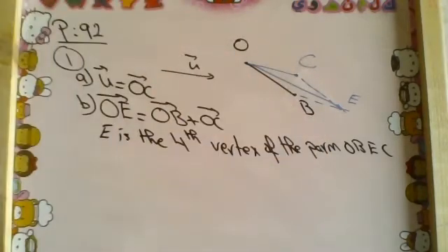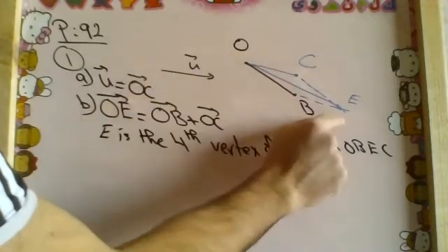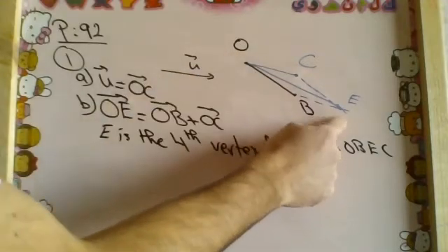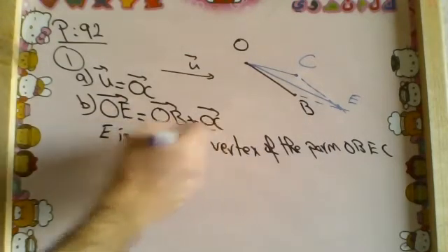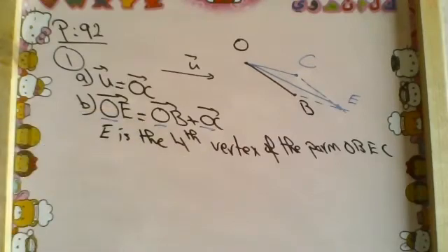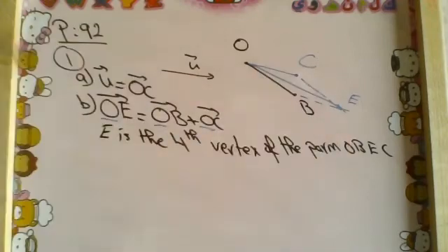And simply you can check your answer. Once you draw the figure, OB plus OC, is it equal to OE? Yes. The parallelogram rule, the diagonal, we have the same initial point. OB plus OC, the answer is O something. Okay. The diagonal, OE. Clear?